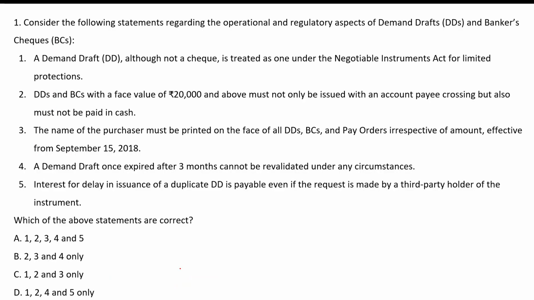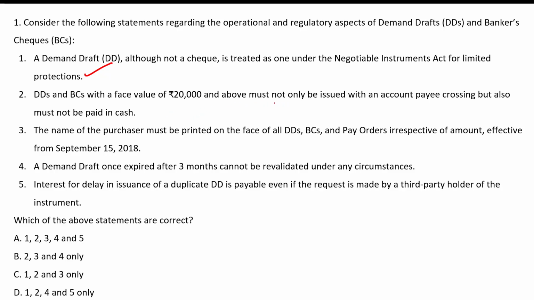Now let's move on to our practice questions. Consider the following statements regarding the operational and regulatory aspects of DD and BC. A demand draft, although not a cheque, is treated as one under the Negotiable Instruments Act for limited protection. This statement is correct. DD and BC with a face value of 20,000 and above must not be issued with an account payee crossing, but also must not be paid in cash. So this statement is incorrect here.